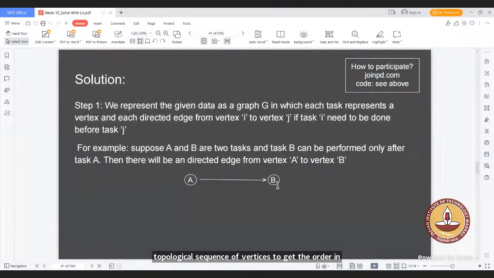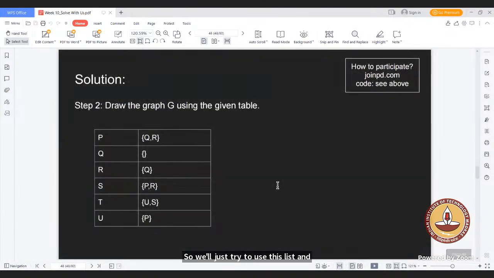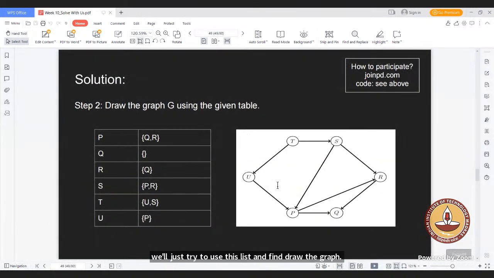So we'll just try to use this list and draw the graph now. So draw the graph of G using the given table. So the graph will be like this. See, you can see that T to U there is an edge and T to S there is an edge. Similarly, S to P there is an edge and S to R there is an edge, and from R to Q there is an edge, and P to R. So we are just basically drawing the edges which are given in the list.